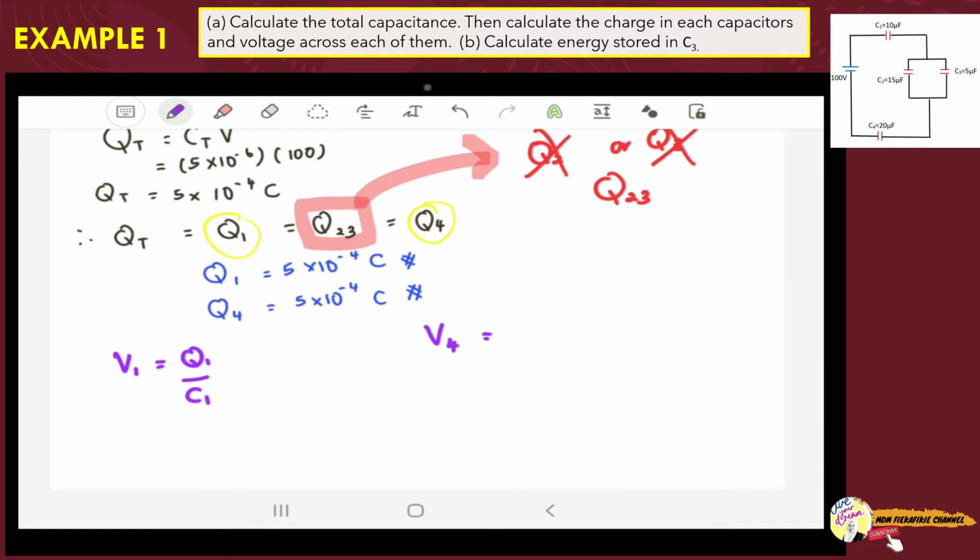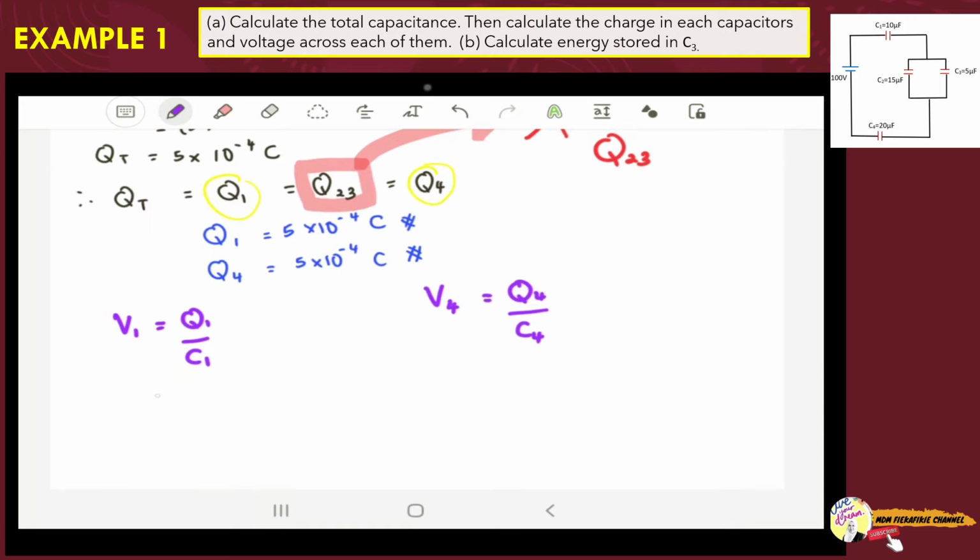And V4 is equal to Q4 over C4. Okay, so we can calculate Q1 is equal to 5 exponent negative 4, and then we have C1 is 10 micro. Okay, so finally V1, kita dapat jawapan seterusnya, 50 volt. And for V4, we can substitute here, and C4 is 20, and finally V4 is equal to 25 volt.